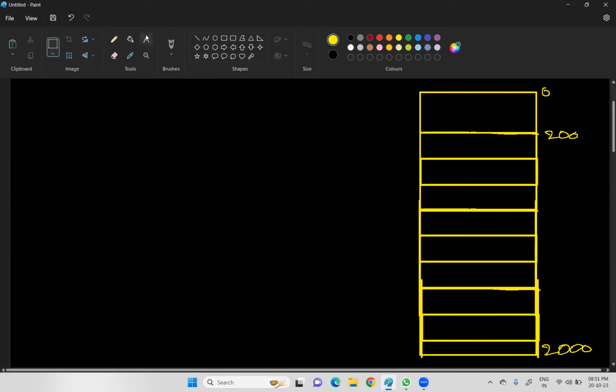Okay. So let me consider this is frame 1, this is frame 2, this is frame 3, this is frame 4, and so on and so forth. The number of frames are there, and each frame size is just 100 kilobytes. So I don't know whether 2000 will be satisfied or not. So this is actually 100 kilobytes, 100k, and this is again 100. This is also 100, and so on and so forth.